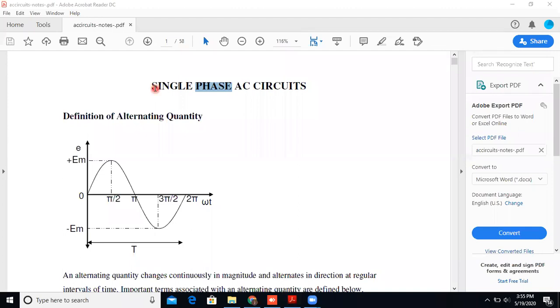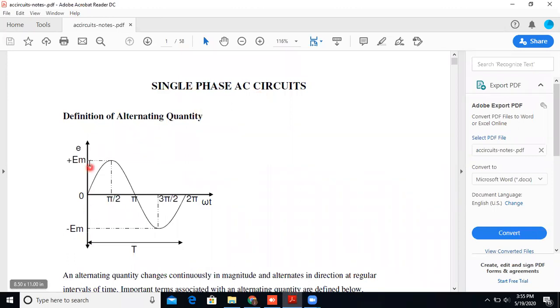There are single phase systems and three phase systems. Here we are going to connect the AC circuit through a single phase system. So the topic is single phase AC circuit. Before going to circuit analysis, let us see the alternating current.